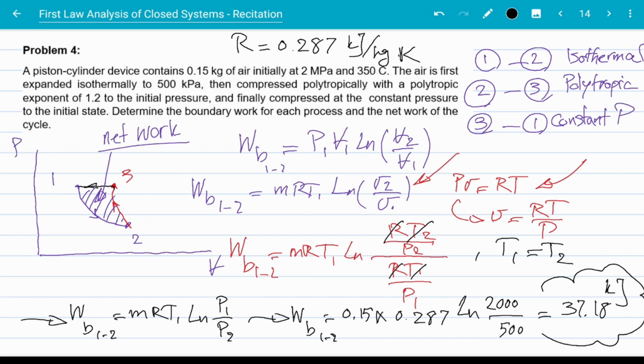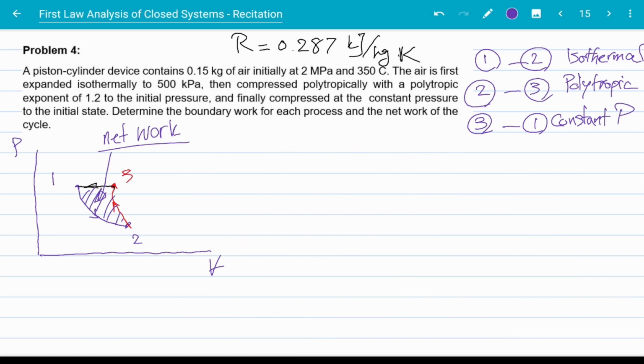So just to recap, we already knew the equation for the boundary work of an isothermal expansion of an ideal gas. Then we played with the ideal gas equation in order to find the ratio of specific volumes and plugged in numbers and found 37.18 kilojoules of work was done during this process. Okay, let's move on to the process from 2 to 3.